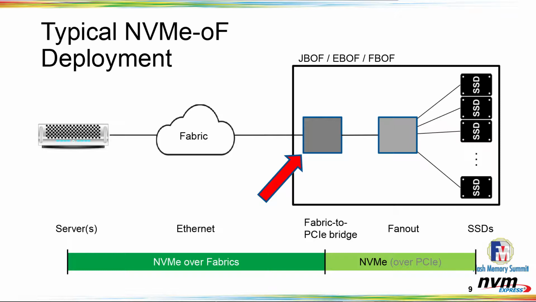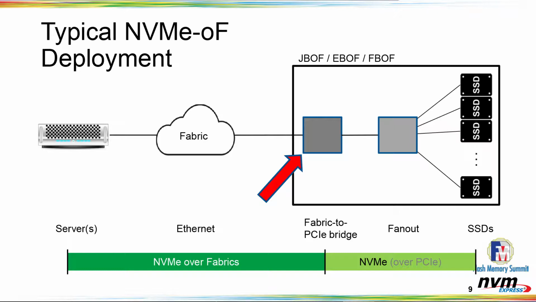We've got servers on the left, an Ethernet fabric in the middle, and then these pools of SSDs over on the right. The way these typically are deployed is in a so-called JBOF, just a bunch of flash, or an Ethernet attached bunch of flash, or a fabric attached bunch of flash, pretty much all synonymous. The performance impact of that fabric is minimal, typically fractions of microseconds of additional latency. Same thing with that fan-out switch.